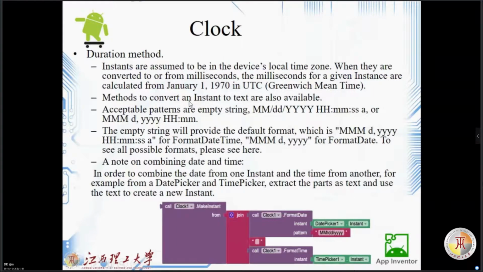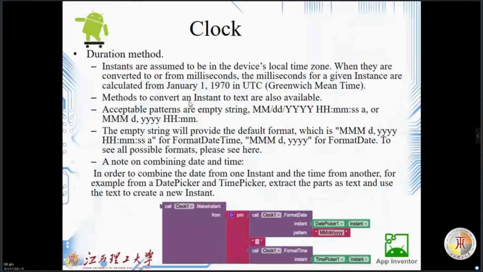Remember one point about the duration method and generation method: instants are assumed to be in the device's local time zone. And when they are converted to or from milliseconds, the milliseconds from a given instant are calculated from, suppose, January 1, 1970 in UTC, meaning Greenwich time.